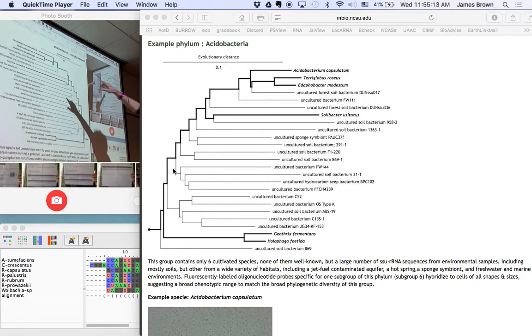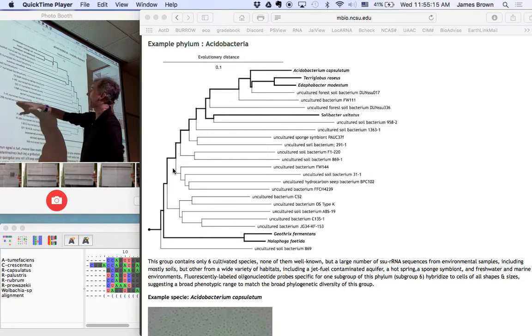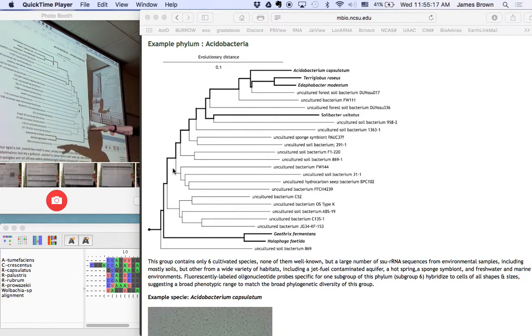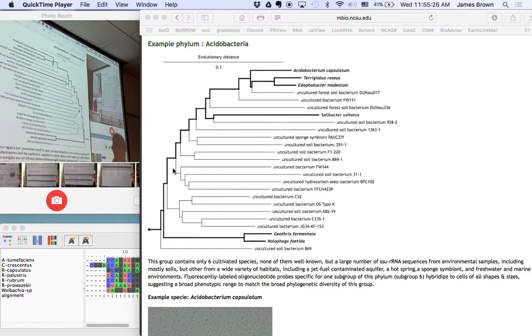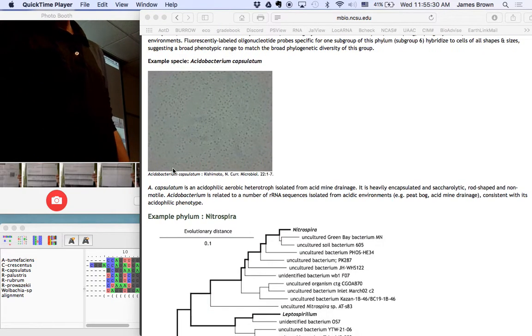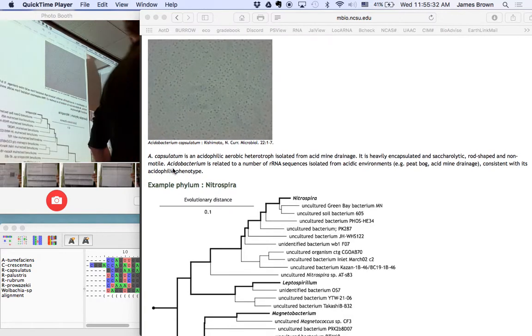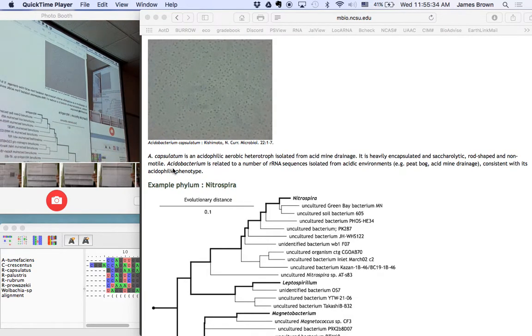And if you look at the uncharacterized organisms, you see a lot of soil, and most of these are acidic soils. You also see some subterranean sequences, hydrocarbon seeps, that sort of thing. Acidobacterium capsulatum is the only one of these that's been studied in any great detail, isolated from what many people call pollution's worst case scenario, acid mine drainage.